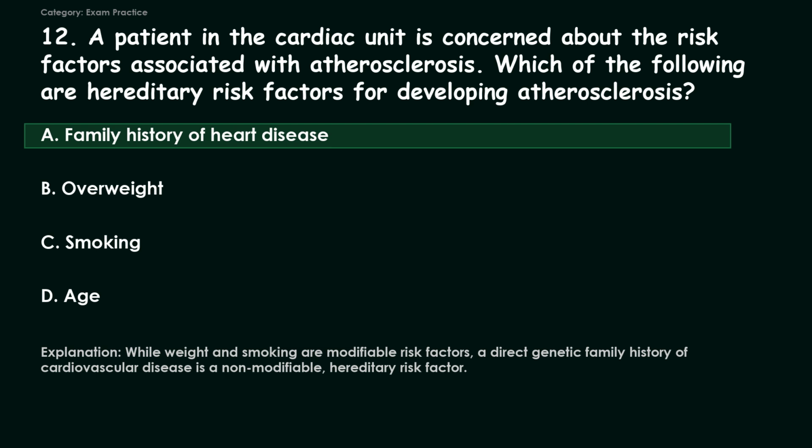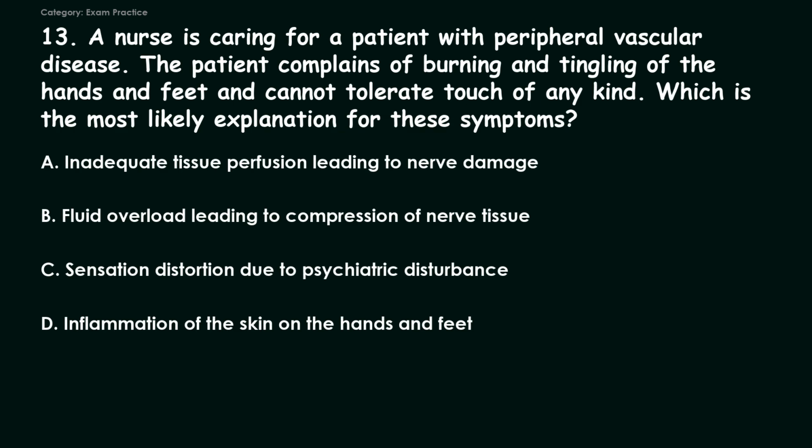While weight and smoking are modifiable risk factors, a direct genetic family history of cardiovascular disease is a non-modifiable, hereditary risk factor. Question 13. A nurse is caring for a patient with peripheral vascular disease. The patient complains of burning and tingling of the hands and feet and cannot tolerate touch of any kind. Which is the most likely explanation for these symptoms?